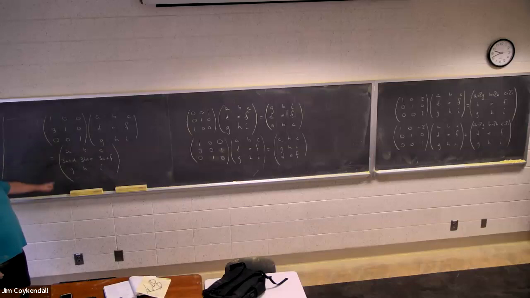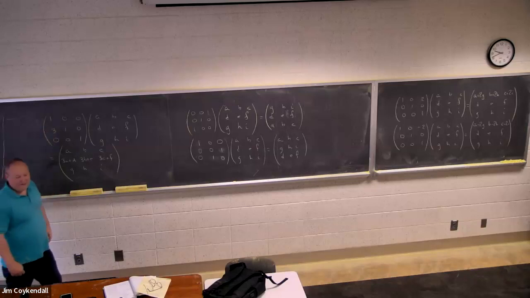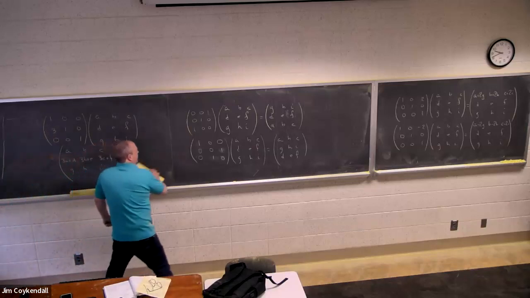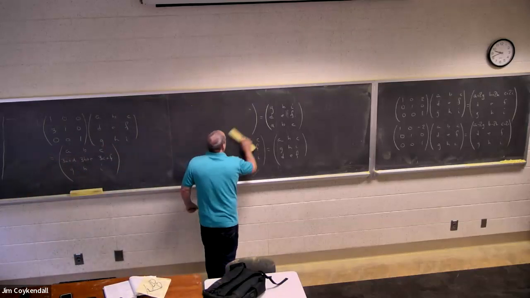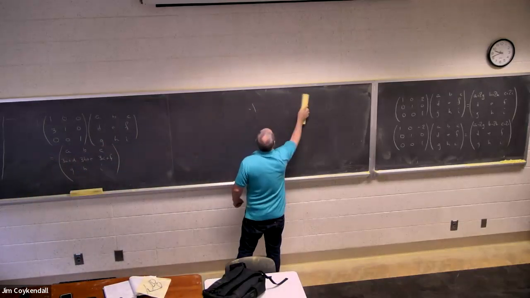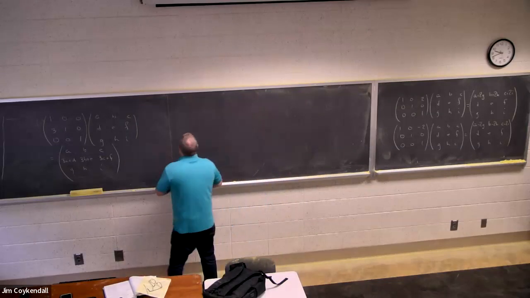What do you suppose the inverse of this matrix is? How would you undo it? Negative. All right, change that to a negative. That's exactly right. Let's do one more. This one's actually the easiest.